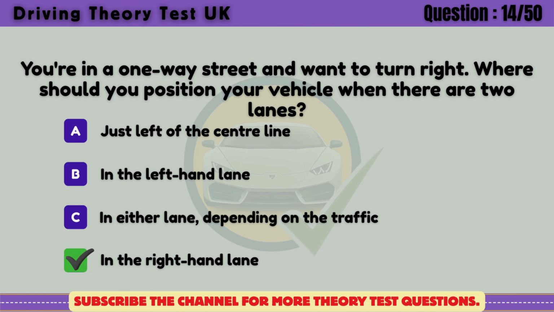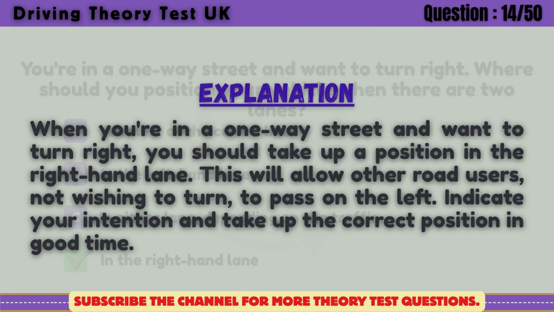Answer is D. In the right-hand lane. When you're in a one-way street and want to turn right, you should take up a position in the right-hand lane. This will allow other road users, not wishing to turn, to pass on the left. Indicate your intention and take up the correct position in good time.